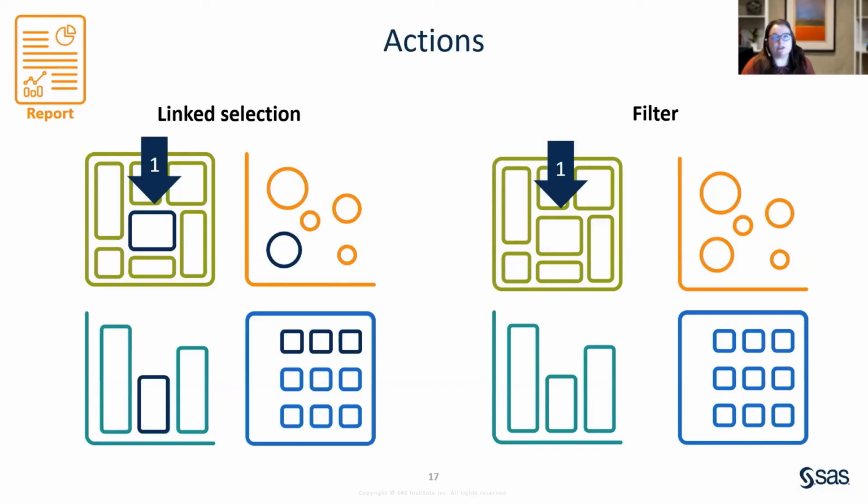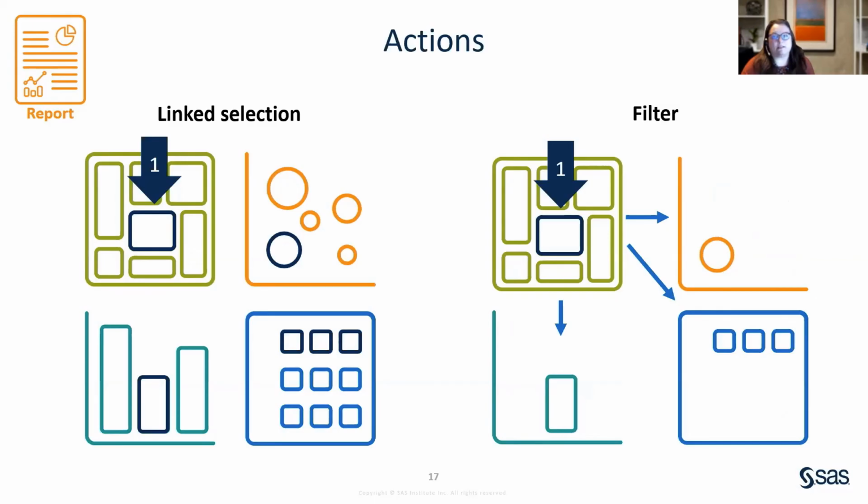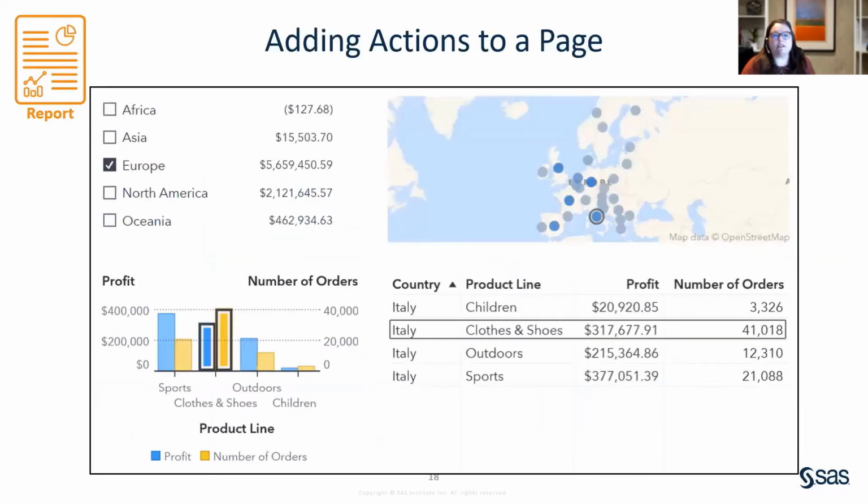When I make a selection on the filter side, it's going to limit what I see in all the other objects. When we set up actions on the page, we can do this using the Actions tab on the right-hand side. Here I've selected Europe. Europe is then highlighted in my geomap. Then when I select it in the geomap, it's then limiting the output in both the bar and the list table. Then when I select it in the bar, it highlights it in the list table.